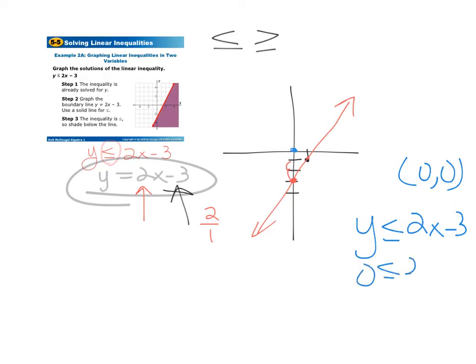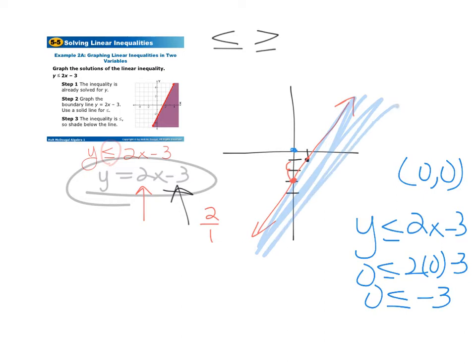I'm going to plug in 0, 0 for x and y and see if I get a true statement. So 0 for y, 0 for x, 2 times 0 is 0, and then -3. Is this a true statement? Is 0 less than or equal to -3? No. So because it's not true, I can't shade the side that had the 0, 0. I'm going to color the bottom. And like I said before, when it's less than or equal to, it's going to be the bottom part of the graph that you're going to shade. Is that making sense?